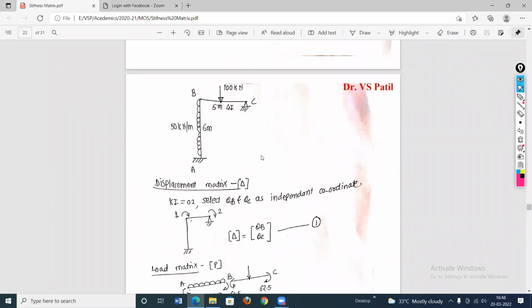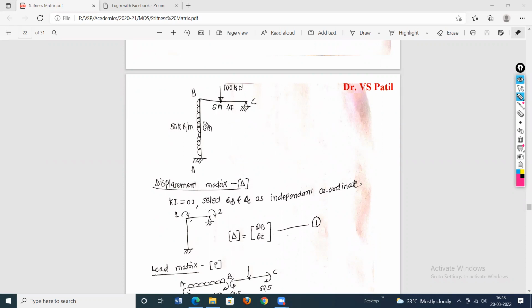Good afternoon. Now this is example number 5 and video number 6. In this video, we'll see how to do the analysis of a portal frame using the stiffness matrix method. On the screen, you are seeing one portal frame. It has two elements.